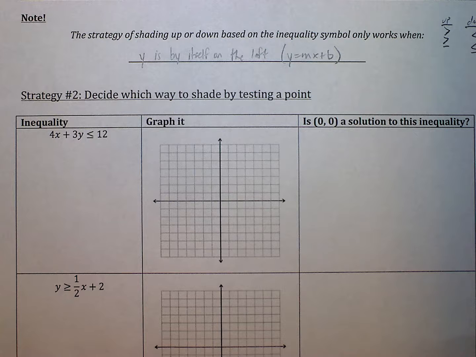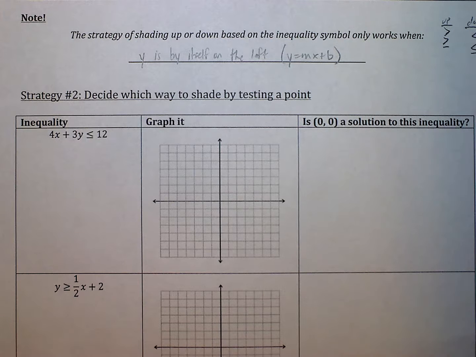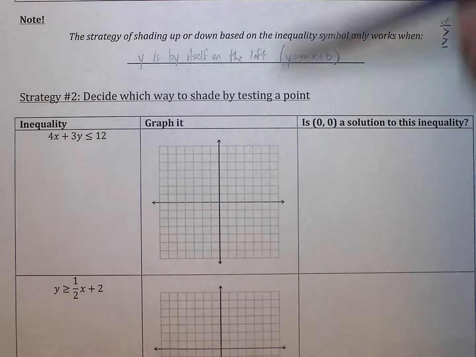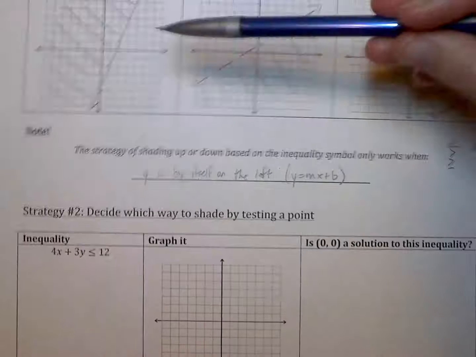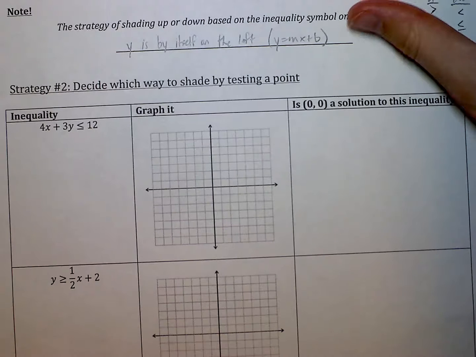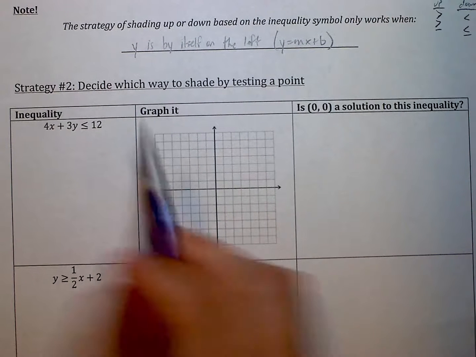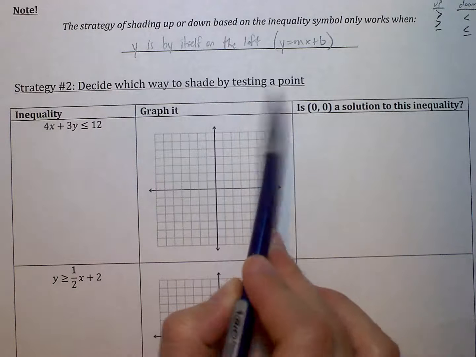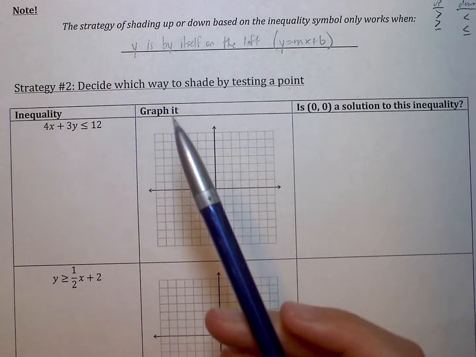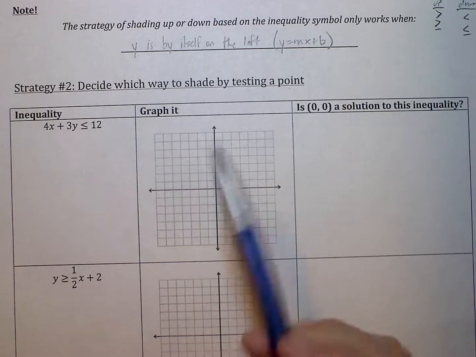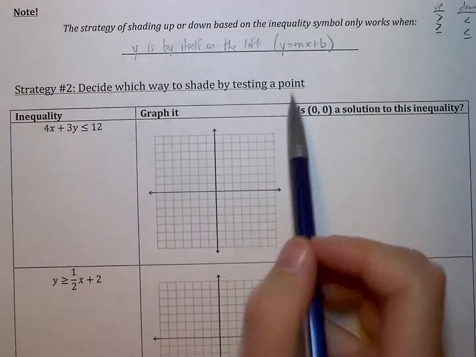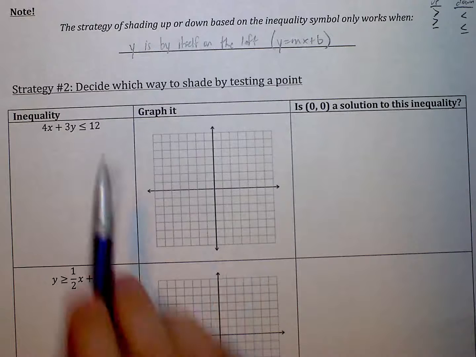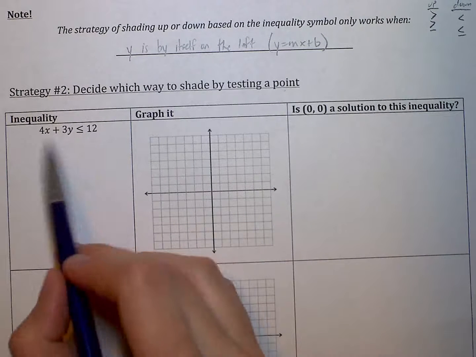I'm going to show you another strategy, and I think you may find that you even like it better. You can use it on problems like these too, but it's definitely the one you're going to have to use on standard form. So the strategy is to decide which way to shade by testing a particular point. And 0, 0 is the easiest point to test, so that's the point we're going to be using for the most part. But first, we always have to figure out where the line goes.